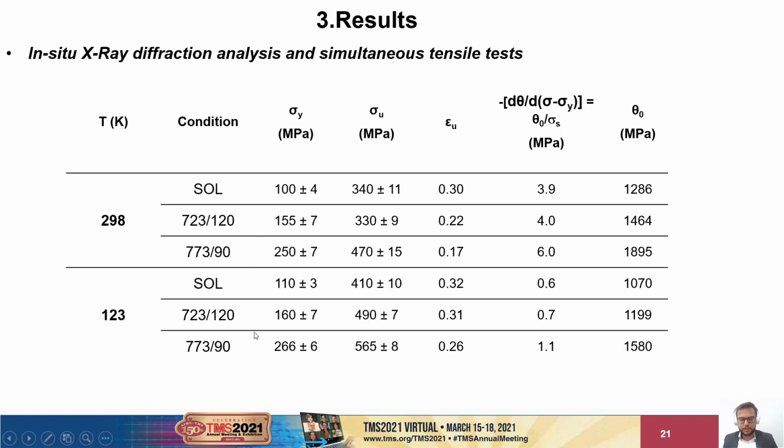And here are the mechanical properties quantitatively, where we can see that from Sol to 772 condition there was an increase in the yield stress and ultimate tensile strength, and this property was even higher for the test performed at cryogenic temperature, which is confirmed by the lower dynamic recovery rate at the cryogenic temperature.